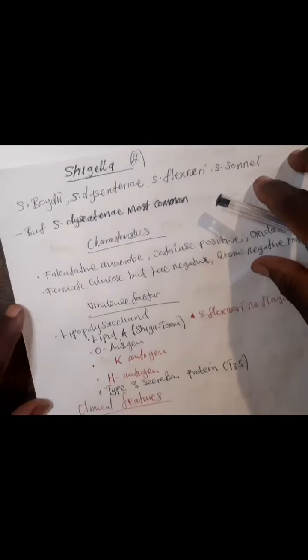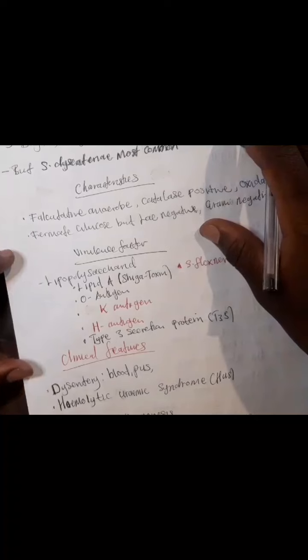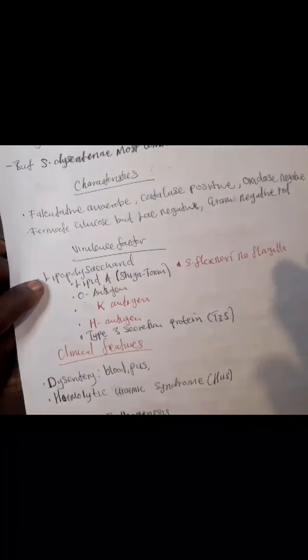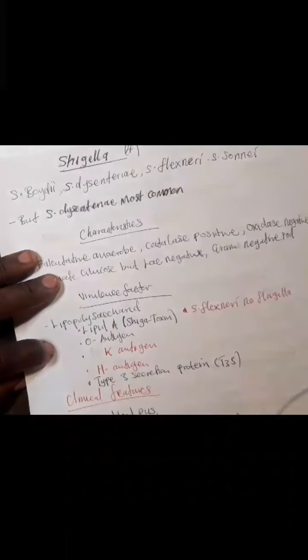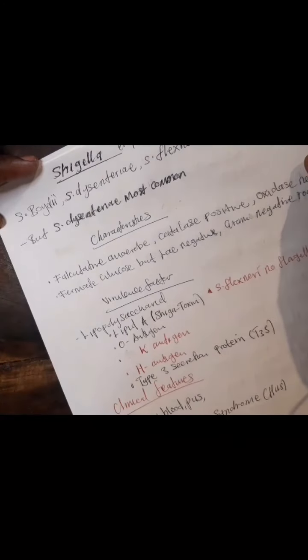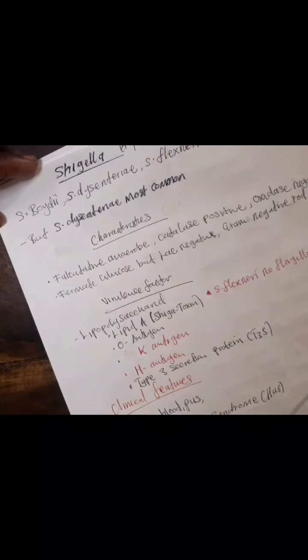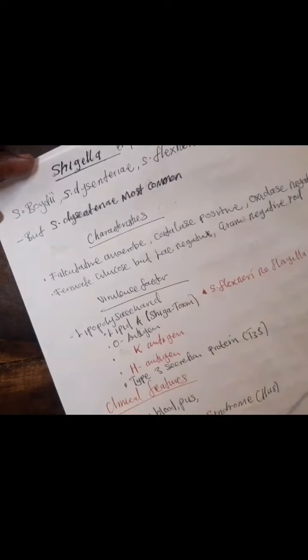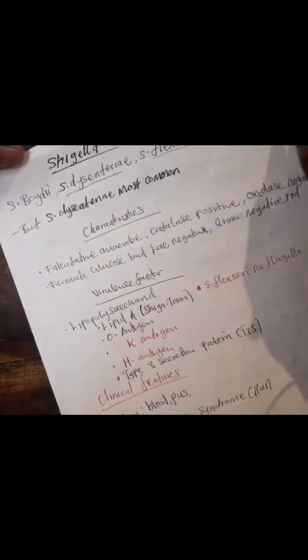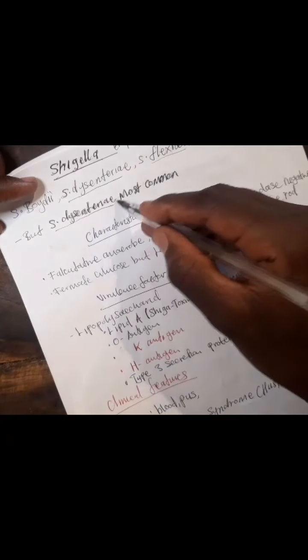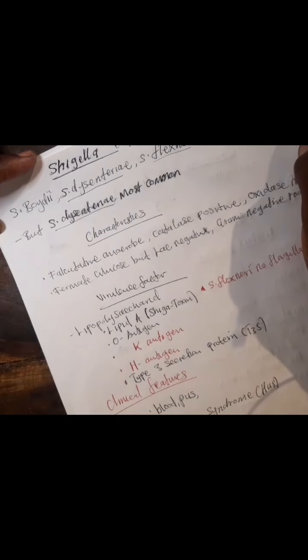Let us now consider the last two Enterobacteriaceae, which are Shigella and also Salmonella. There are 4 types of Shigella species: Shigella boydii, Shigella dysenteriae, Shigella flexneri, and Shigella sonnei. But the most common pathogenic Shigella is Shigella dysenteriae.